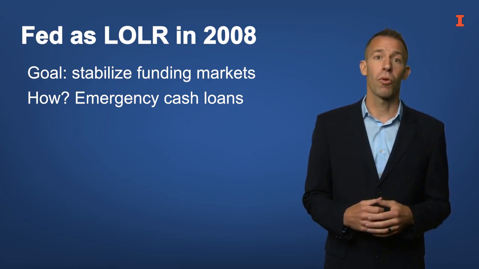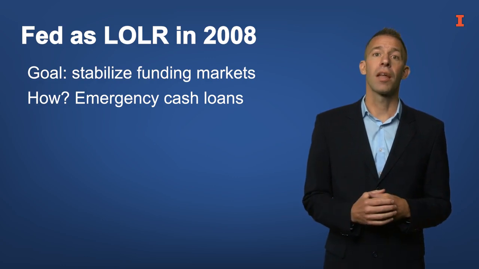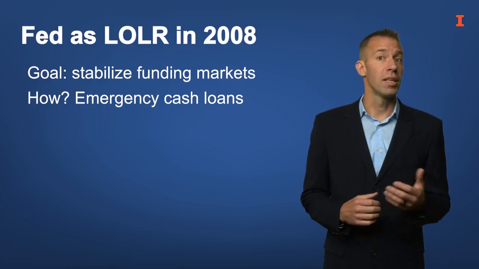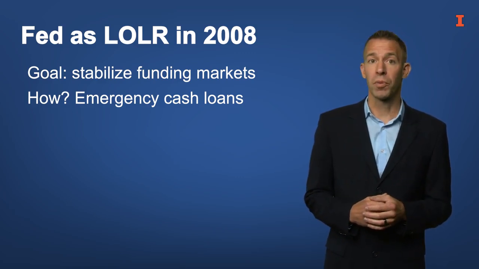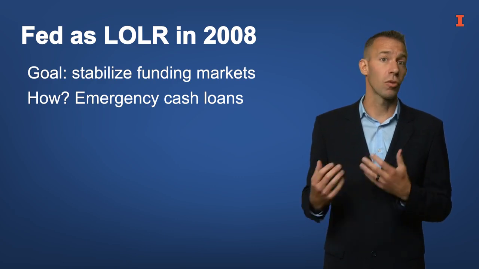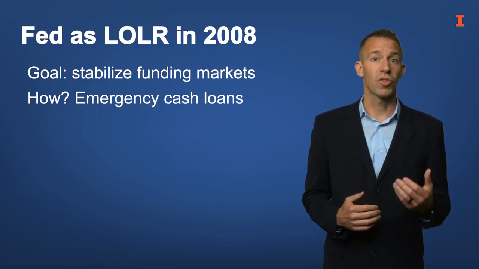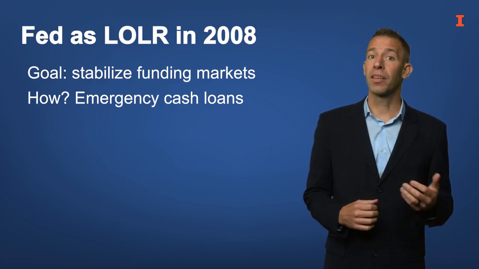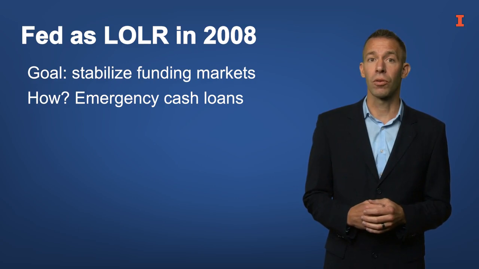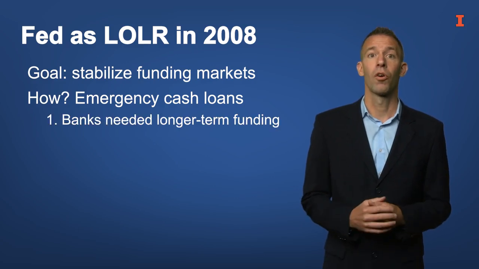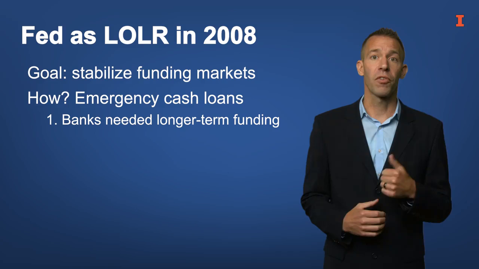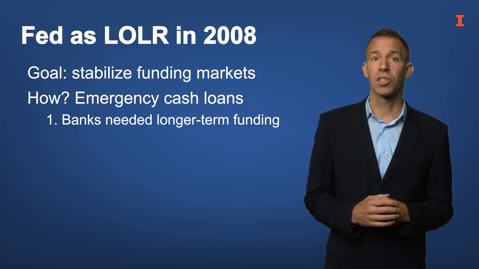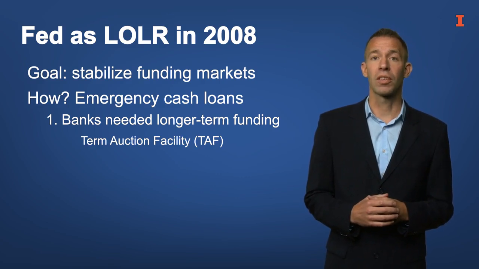Non-banks played a crucial role in many funding markets, and many of these non-banks were swept up in the panic. For example, Lehman Brothers was an investment bank. It did not have access to the discount window. To stabilize funding markets, the Federal Reserve acted decisively by extending the reach of the discount window along 3 dimensions. First, longer-term funding dried up for banks, so the Federal Reserve established the Term Auction Facility, or TAF.